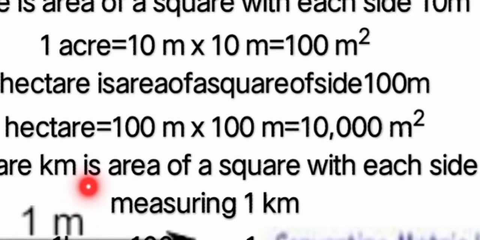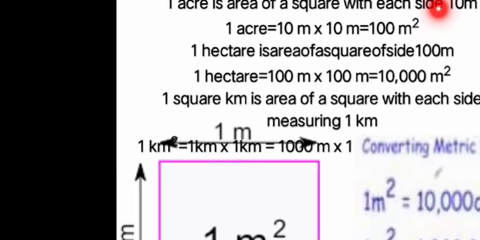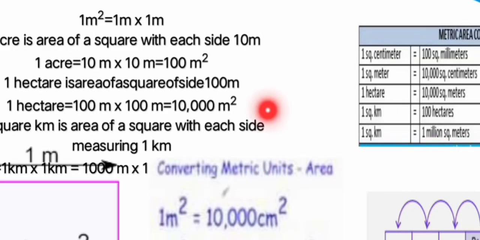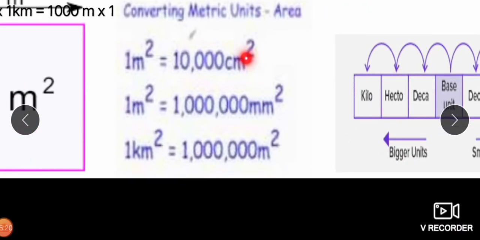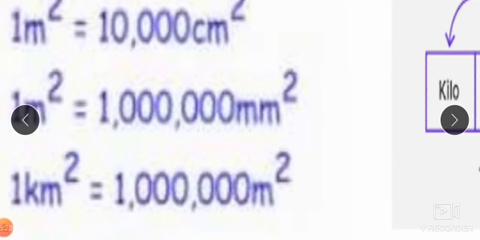1 square kilometer is the area of a square with each side measuring 1 kilometer. Using the formula of the area of a square, 1 kilometer into 1 kilometer is equal to 1000 meter into 1000 meter, that is 10 raised to 6. You can see 1 kilometer square is equal to 10 raised to 6 meter square, or 10 lakh meter square.